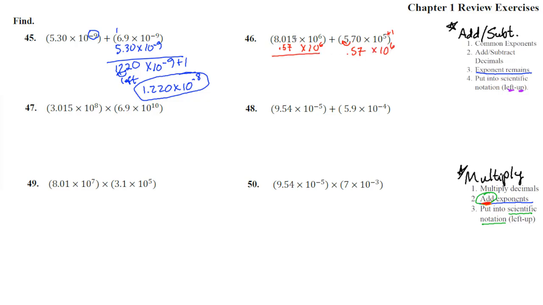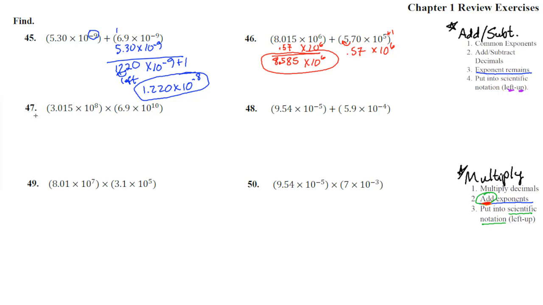So let's add them up. 5 plus 0 is 5. 1 plus 7 is 8. 0 plus 5 is 5. And the decimal comes straight down. 8.585 times 10 to the, and the exponent stays exactly the same. Good.